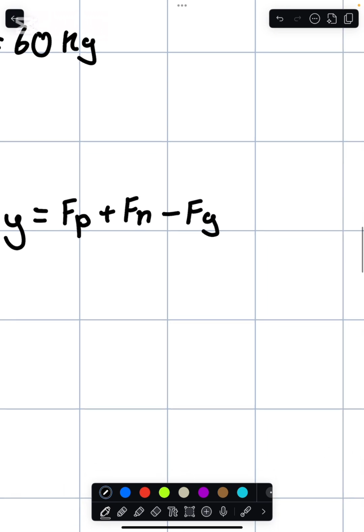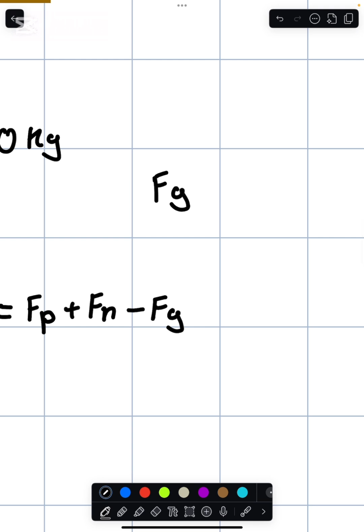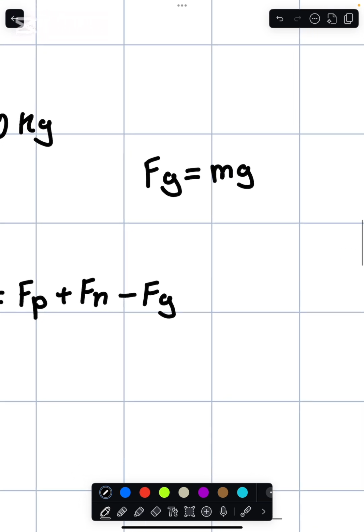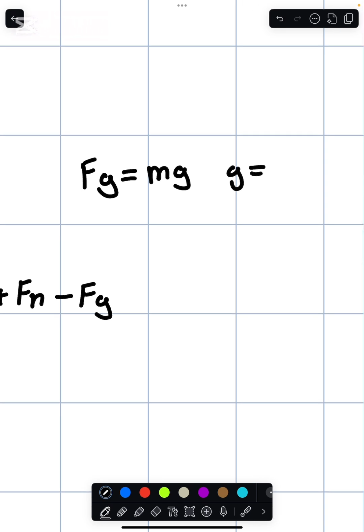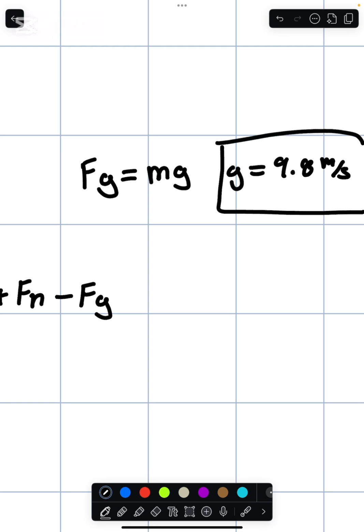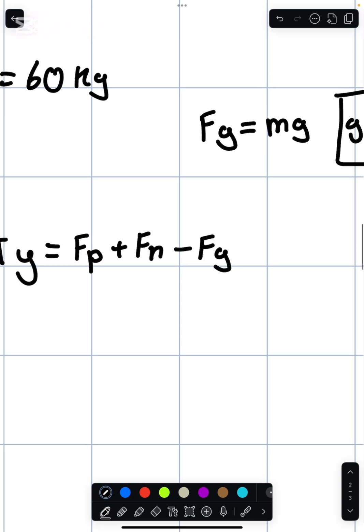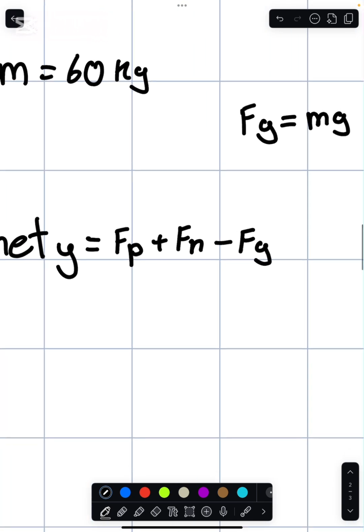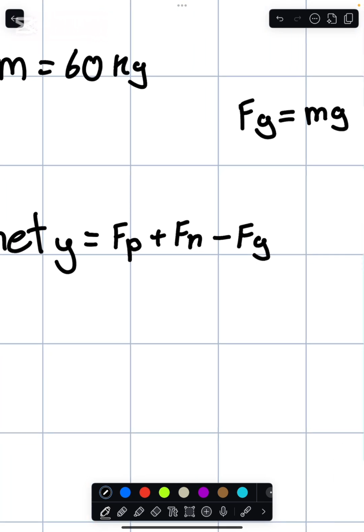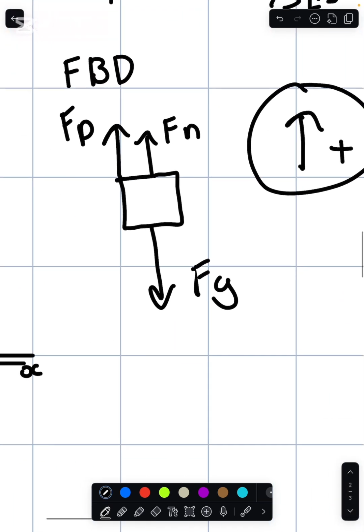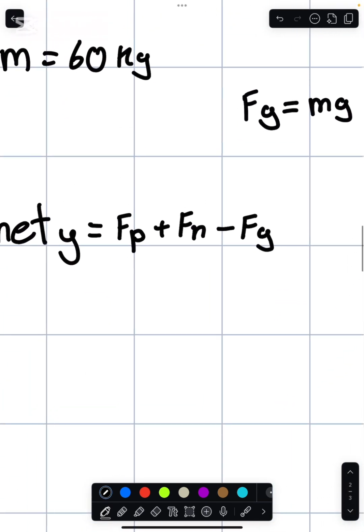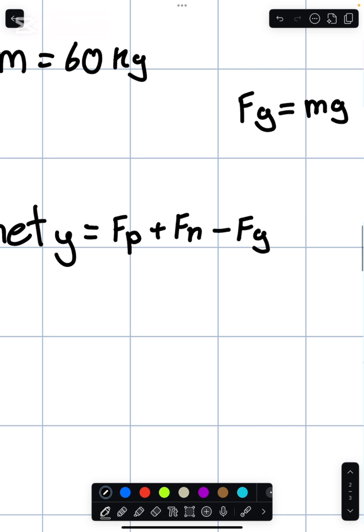We already know that force of gravity is going to be equal to, since we have our mass and we already know what gravity is, 9.8 meters per second squared. So let me box this in. We have our force normal, which is also going to be equal to, we actually don't know our force normal, but we can say it's going to be equal to mg as well because it's contradicting our force of gravity, but not in this case because we're trying to find our force normal, which is our apparent weight.